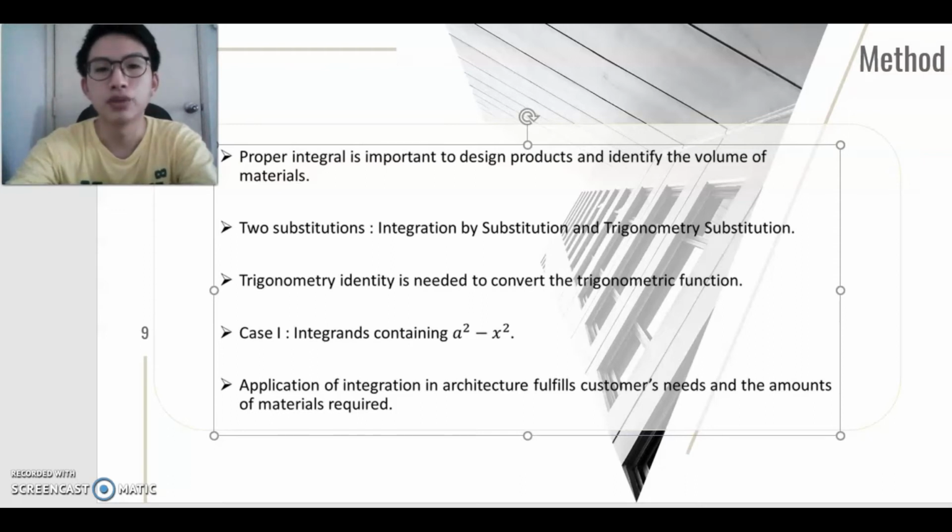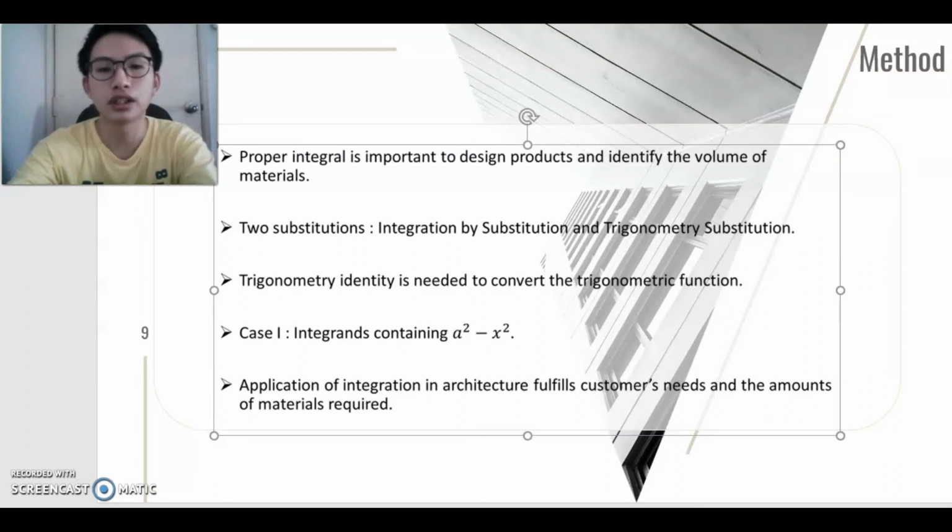In this assignment, we are using case 1 integrands containing a squared minus x squared for both examples. With the help of substitution and trigonometric identity in integration, application of integration in architecture, such as the design of structures by fulfilling customer needs and determining the amount of material required to construct a structure, can be carried out. Besides that, integration is needed to identify the volume of a solid of revolution.